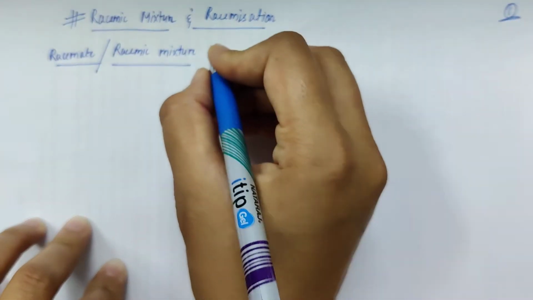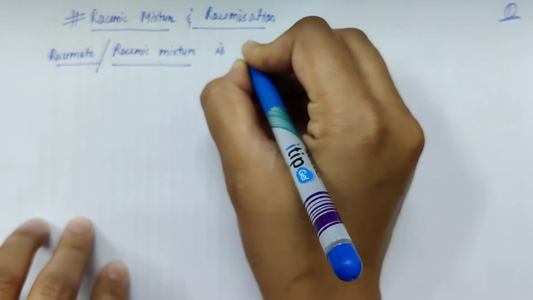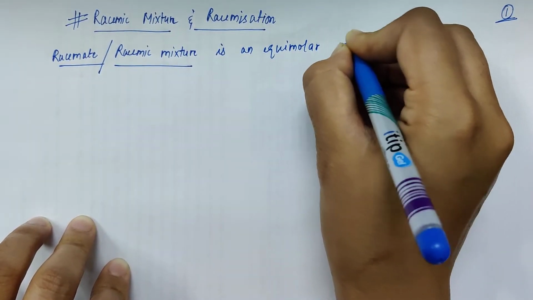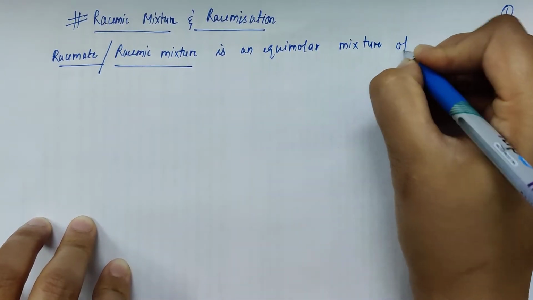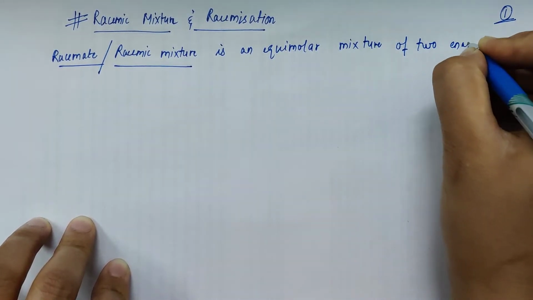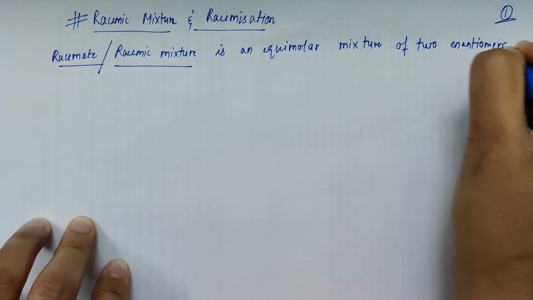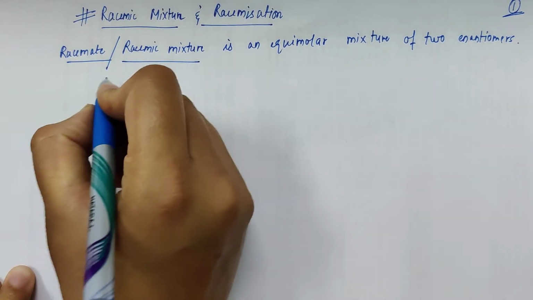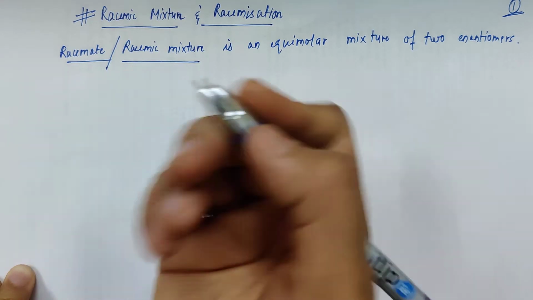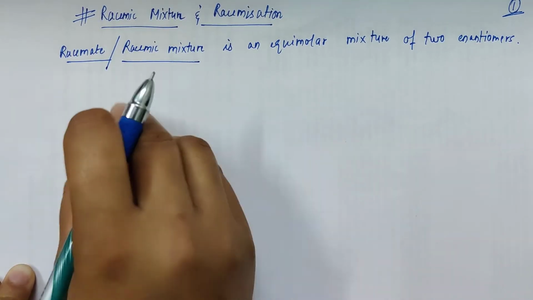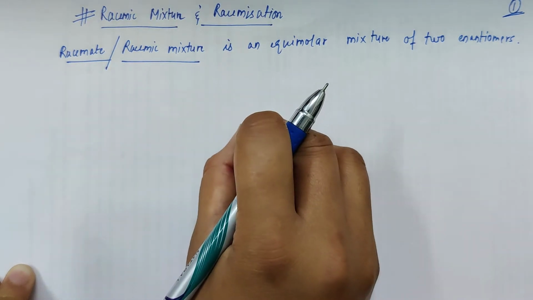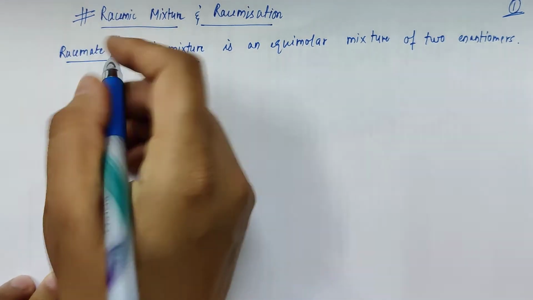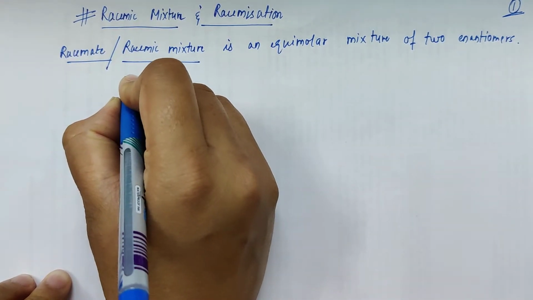So a racemate or racemic mixture is an equimolar mixture of two enantiomers. All right, this is the definition. Now since a racemic mixture contains an equal number of dextrorotatory molecules and levorotatory molecules, the net optical rotation will be 0. So let's write down some points.